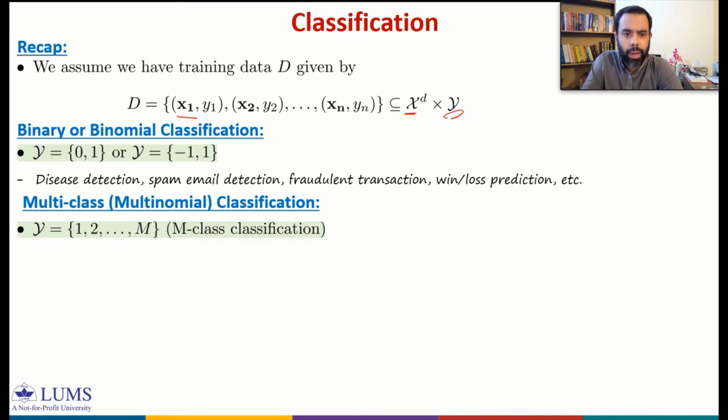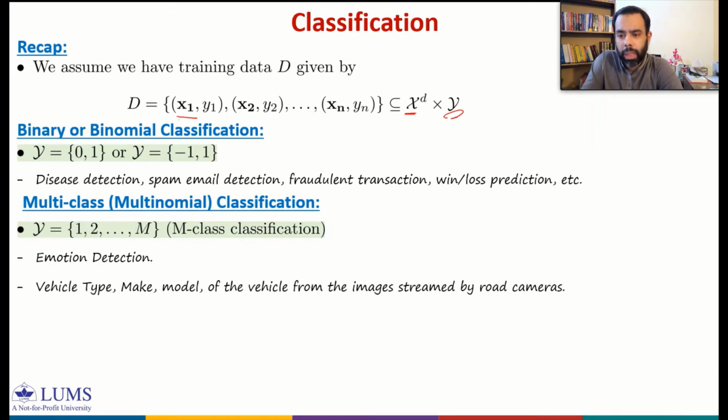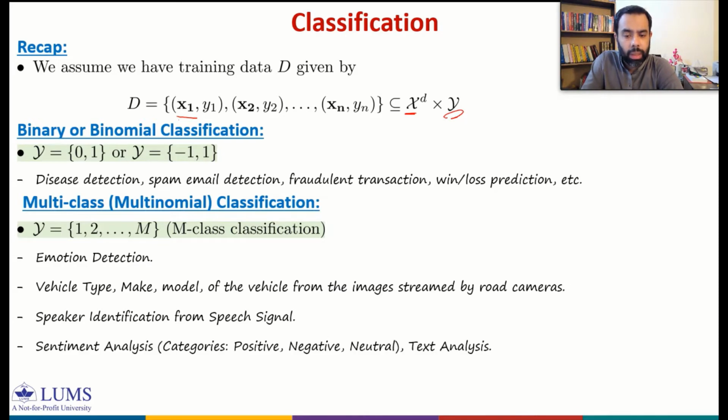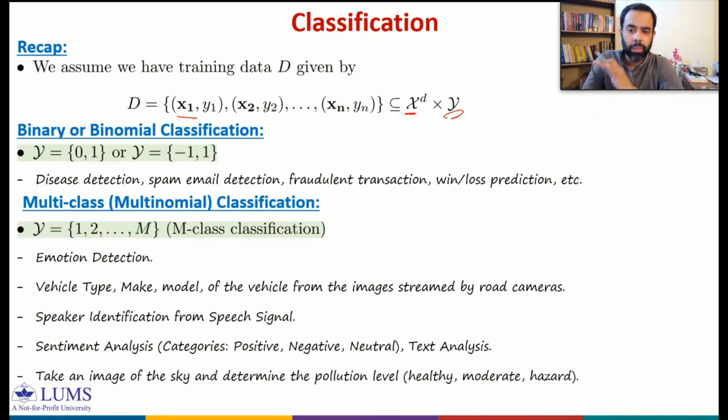Applications of multi-class classification include emotion detection, or classifying vehicle type, make, and model from the images streamed by road cameras. Given a speech signal, you may want to identify a speaker. This is again a multi-class classification. Or it could be sentiment analysis from an image or text analysis, or you take an image of the sky and determine the pollution level, whether it is healthy, moderate, or hazardous. All of these are examples of multi-class classification. This was a recap of the classification.